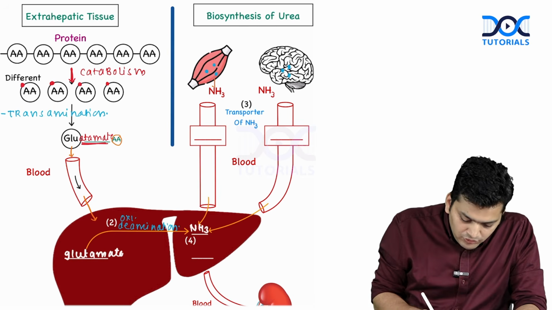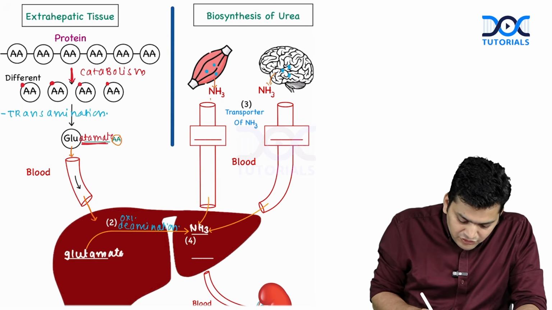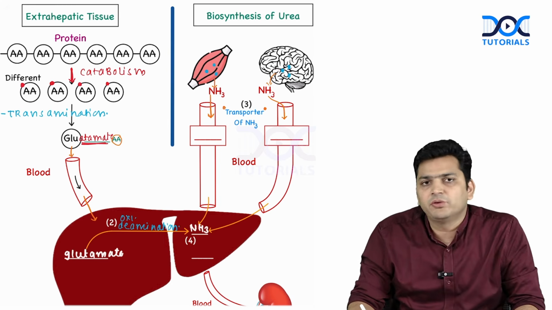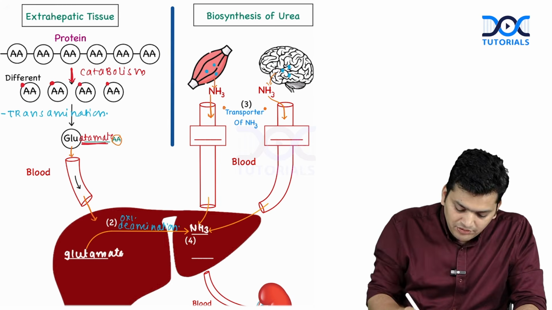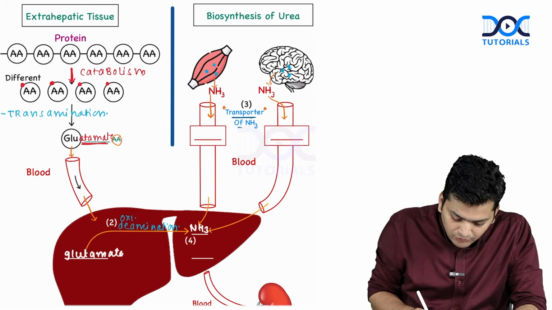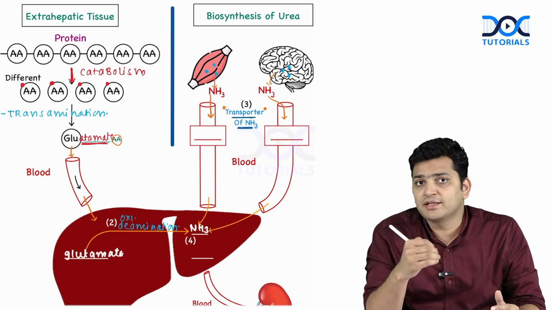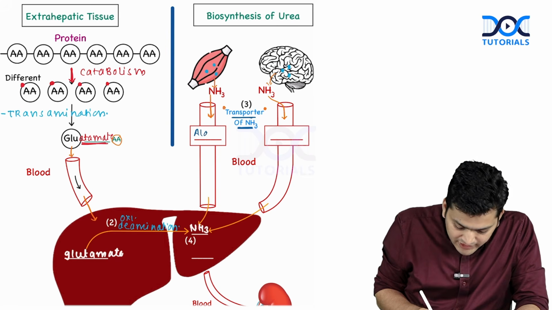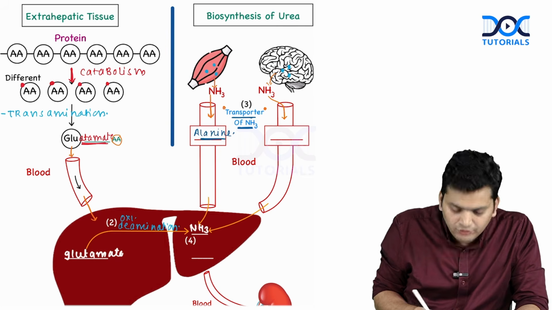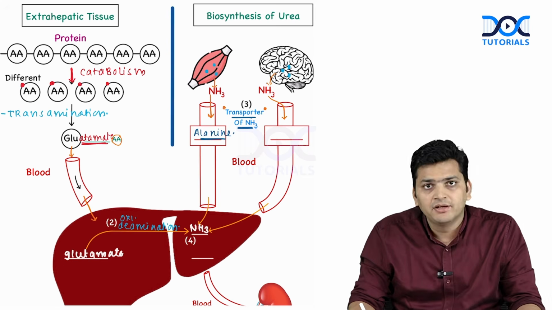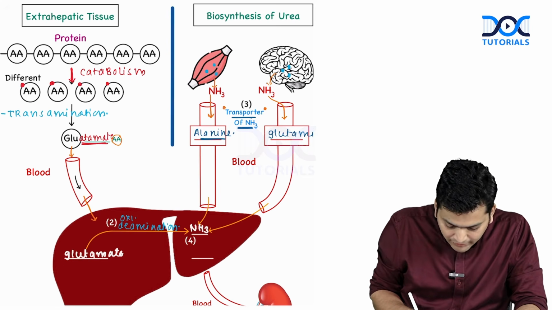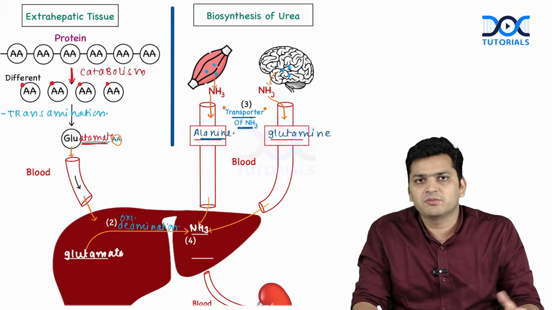The ammonia molecules from the different extrahepatic tissues will be transported with the help of different transporters. So step number 3 will be the transport of ammonia. When ammonia is transported from the muscle to the liver, it is with the help of a molecule called alanine. So alanine is the ammonia transporter for muscles. And from the brain, it is transported with the help of glutamine. So glutamine is the ammonia transporter from the brain.